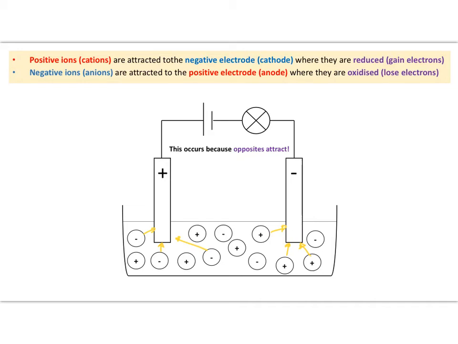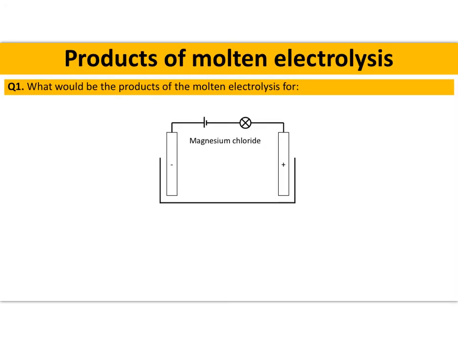The negative ions are oxidized, so they lose electrons, and we get the uncharged elements produced at those electrodes. So let's apply that knowledge to some real examples. We've got our electrolysis equipment set up. We are going to have magnesium chloride as our ionic compound here.